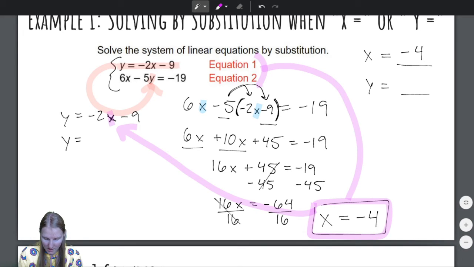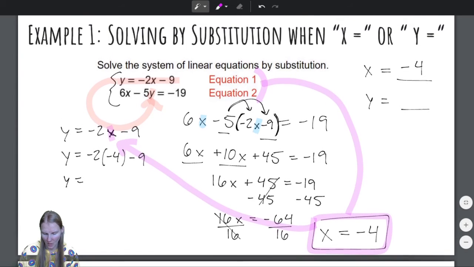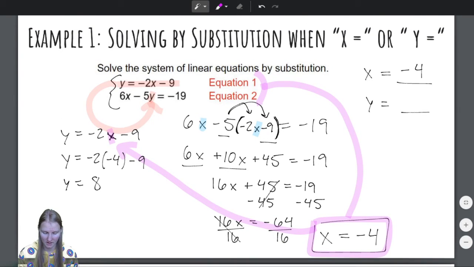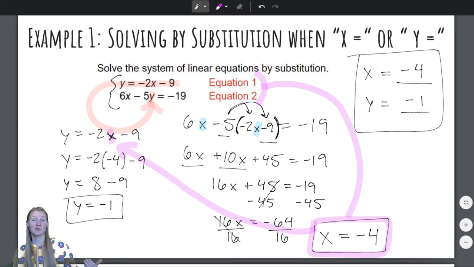So I have y equals -2 times -4, because x is -4, minus 9. Okay. And then -2 times -4 is 8 minus 9. What is 8 minus 9? -1. And look at that, there's y. Y equals -1. So we found x and we found y.